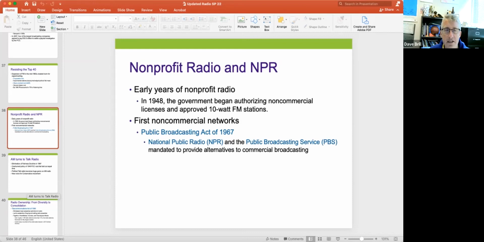With the Public Broadcasting Act of 1967, National Public Radio, or NPR, and PBS, which is obviously the television side, Sesame Street, remember Sesame Street, they were created and mandated to provide alternatives to commercial broadcasting. So their funding structure is through grants and through companies kind of bankrolling programming, not really sponsoring programming. It's kind of a subtle difference.